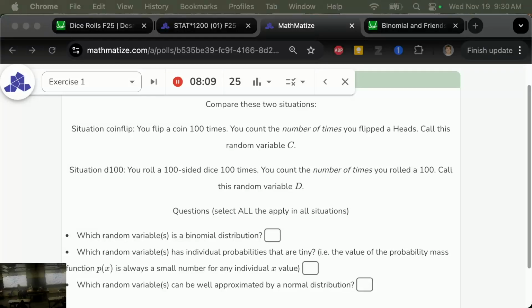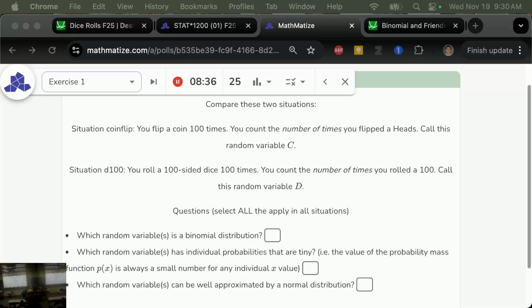You are doing something 100 times, but the something you are doing is very different. In the first one, you are flipping coins 100 times, and you're counting the number of heads. We've talked a lot about coin flips in this class. In the second one, you are rolling a 100-sided dice, and you are counting the number of times you got the maximum possible roll. You want to roll a 100. Rolling a 99 does not count. You must roll exactly a 100.